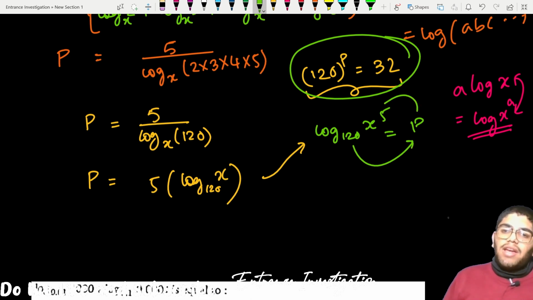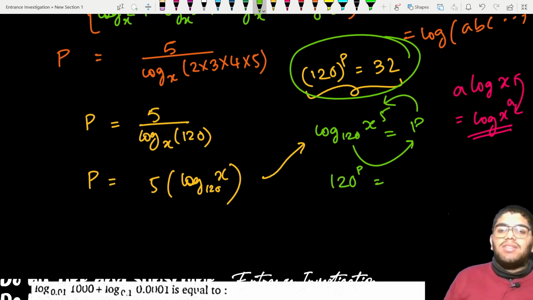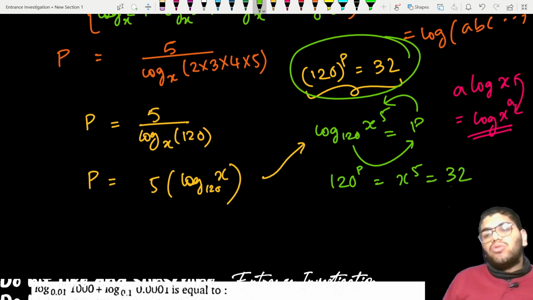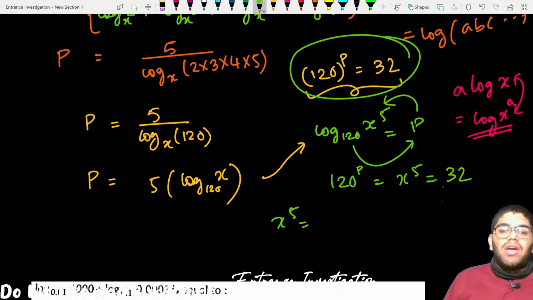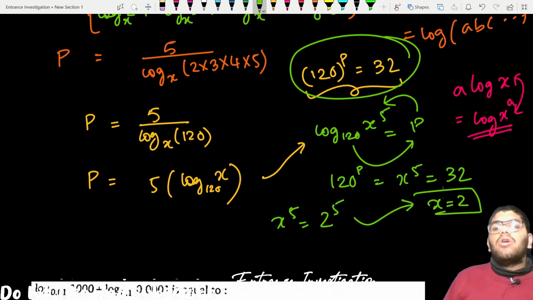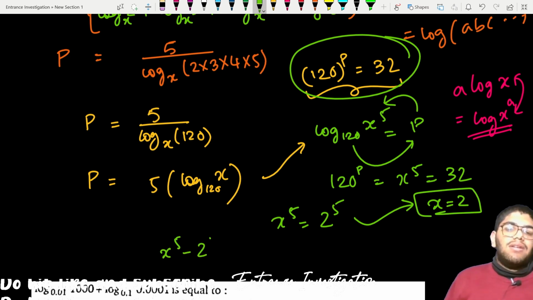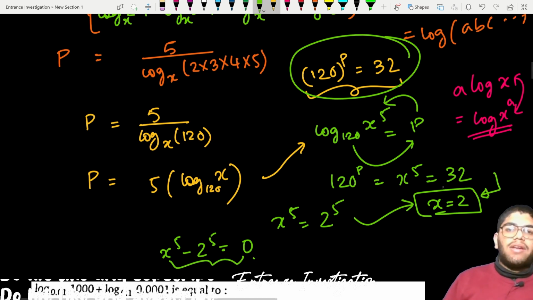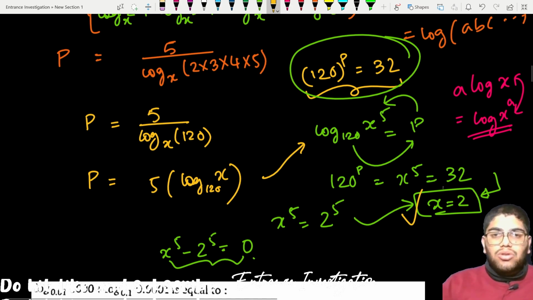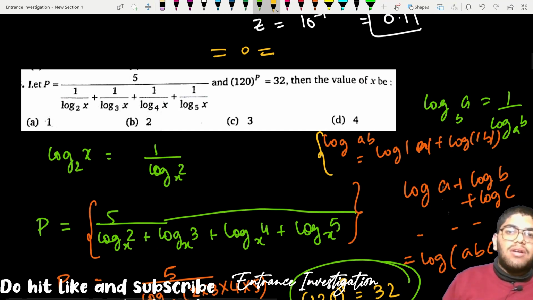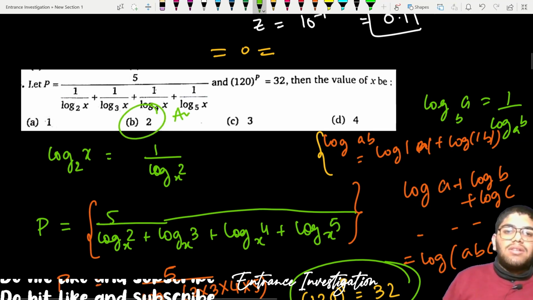So I can simply write 120 raised to the power p is equal to x raised to the power 5, that is equal to 32, and of course 32 is 2 raised to the power 5, so x raised to the power 5 is equal to 2 raised to the power 5, or I can simply imply that x is equal to 2. Although these are the solutions of this equation, this is assumed to be correct because we don't have any other choice here. Of course 1 cannot be, 2 is our answer, so 2 is the answer.